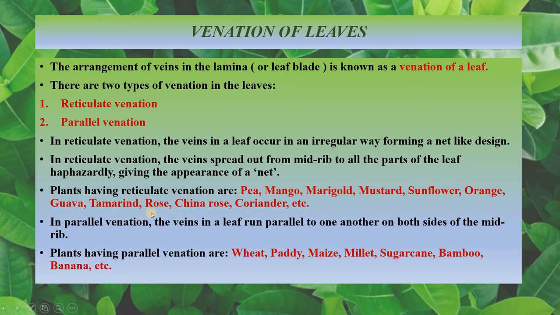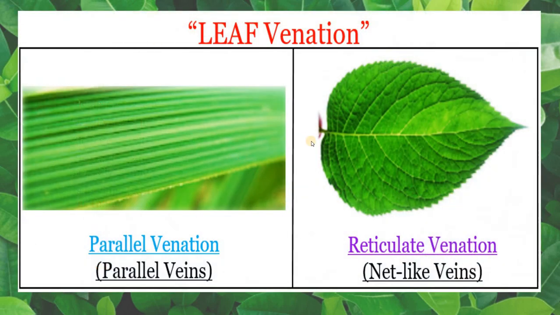And reticulate venation, as I said, the veins in a leaf occur in an irregular way, forming a net-like design. The term reticulate itself means resembling a net or network. So in reticulate venation, the veins spread out from the midrib to all parts of the leaf haphazardly. Here you see it is arranged haphazardly. It is not arranged as well as parallel venation. Examples of a few plants which have reticulate venation are pea plant, neem, mango tree, marigold, tulsi, mustard, sunflower, orange, guava, pulses, tamarind, rose, china rose, coriander, peepal, etc.